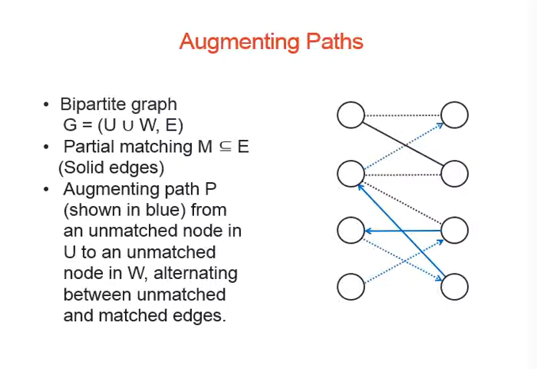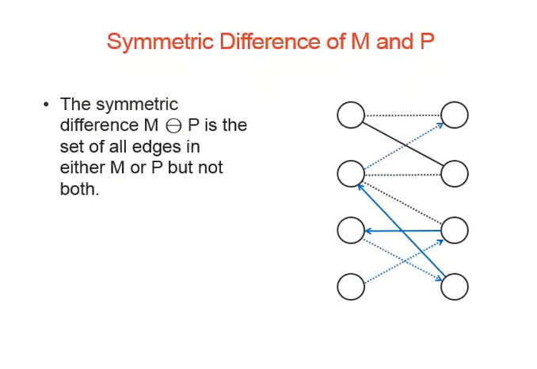The algorithm works in a bipartite graph consisting of vertex sets U and W by taking a partial matching M, initially empty, and finding an augmenting path P that starts at an unmatched vertex in U, ends at an unmatched vertex in W, and alternates between unmatched and matched edges. The symmetric difference of M and P is then a partial matching of size 1 larger than M.